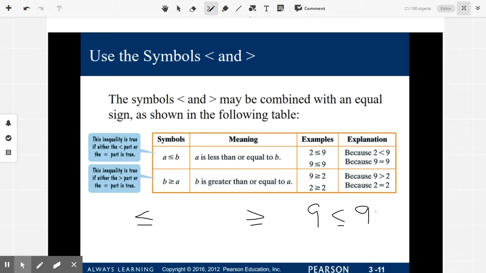Same thing the other way. 9 is greater than or equal to 2 because 9 is greater than 2. 2 is greater than or equal to 2 because 2 is equal to 2. Same thing. If I just had 2 is greater than 2, that's false. But if I add the or equal to underneath it, it is now a true statement.